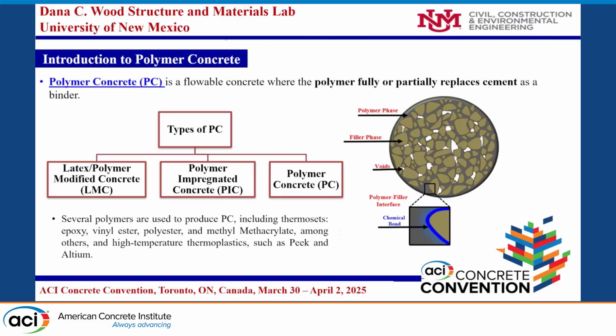So polymer concrete is like normal concrete, but instead of using cement, we are replacing it fully or partially with a polymer. And this polymer can be any type, thermoplastics or thermoset polymers like epoxies, vinyl ester, polyester. And you can see here the phases of the polymer concrete. We have the aggregate phase, the polymer phase, and the voids. The interaction at the interface between the aggregate and the polymer is what makes the mechanical properties of polymer concrete.